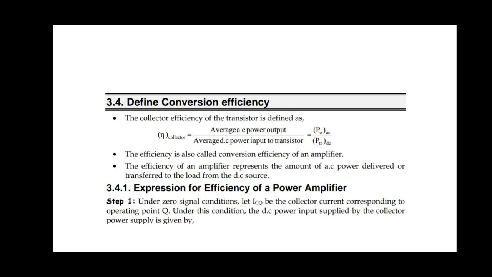Actually here we are converting the DC VCC into ICQ into AC in useful form by controlling the input AC signal. So this is called efficiency. Now the expression for efficiency of a power amplifier under zero signal condition. Zero means we are not applying any signal, only DC. Let ICQ be the collector current corresponding to the operating point Q.